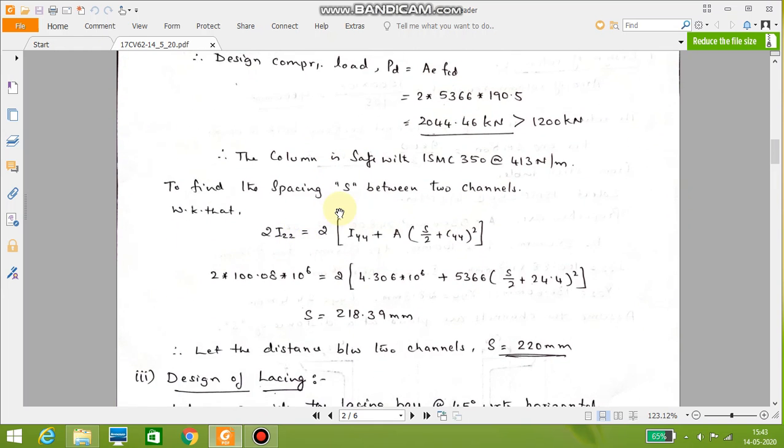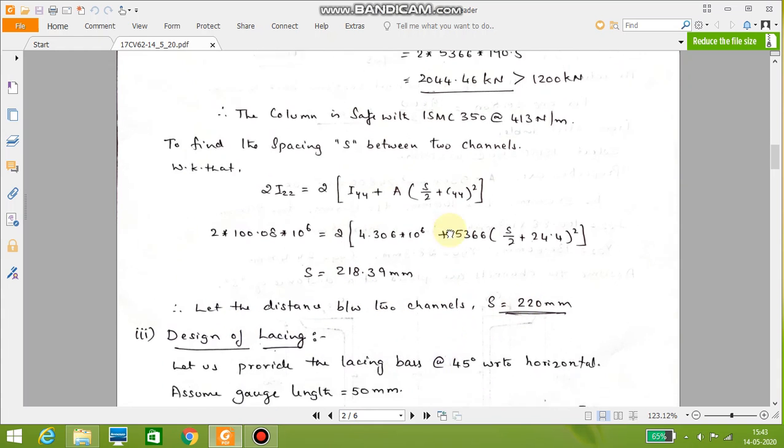Now we have to calculate the distance or spacing between these two. For that, let us have the basic formula: 2IZZ equal to 2IY plus A into (S by 2 plus CYY) whole square. Upon substitution of the values, S is the unknown, we can calculate the value of S. S works out to be 218.39 mm. However, we will provide the distance between two channels as 220 mm.